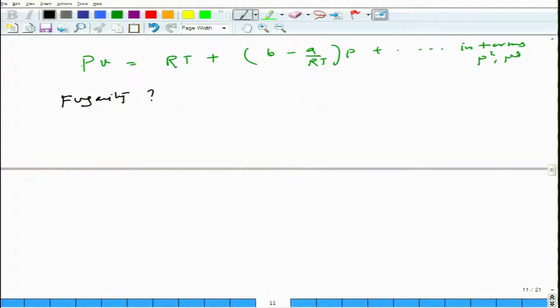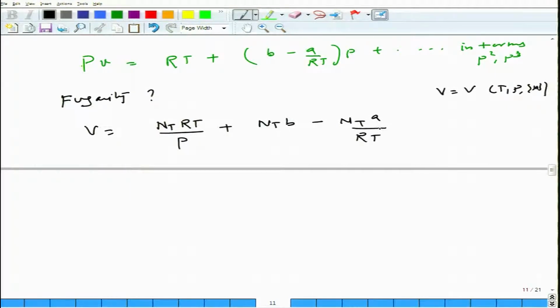This is the generic expression. I did mention that I have written it for a pure system, but in this case it could be for mixtures also, okay. If it is for mixtures you have to multiply V by NT, that is it. So, we will rearrange, ignore the higher terms, and again we are talking about V as a function of T, P, N. Now I will write V as NT RT by P plus NT B minus NT A by RT. Okay, so you have this expression, right?